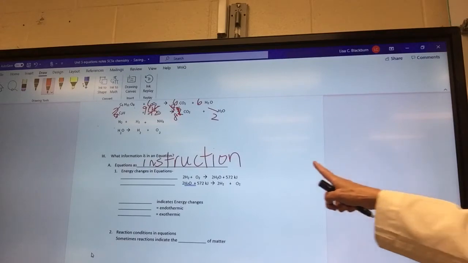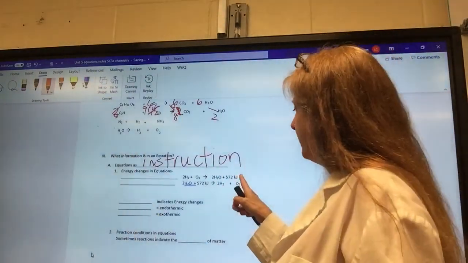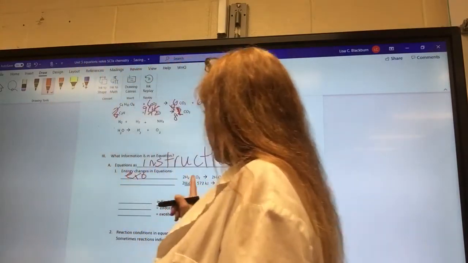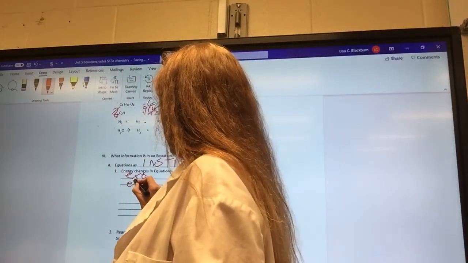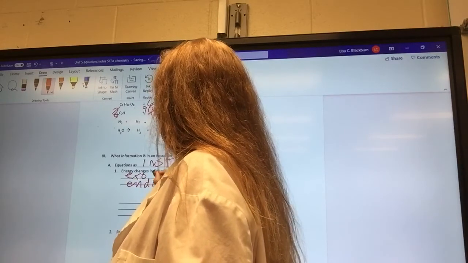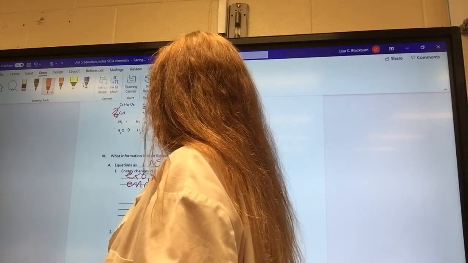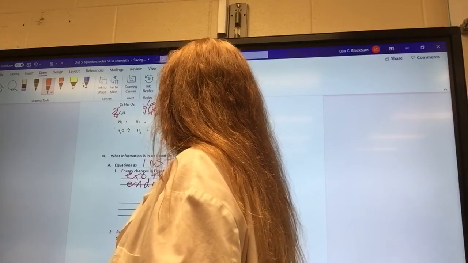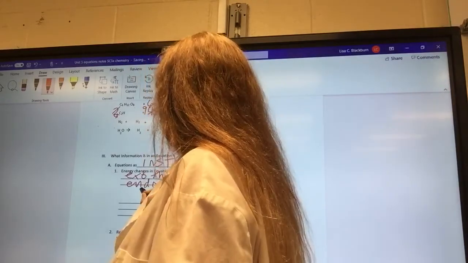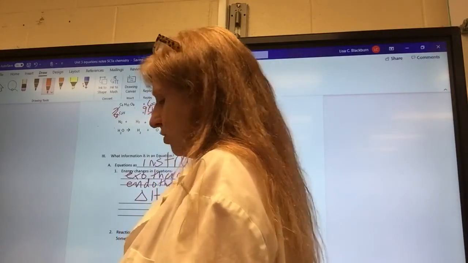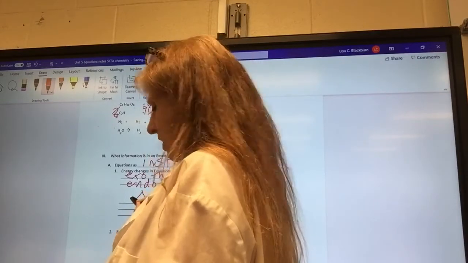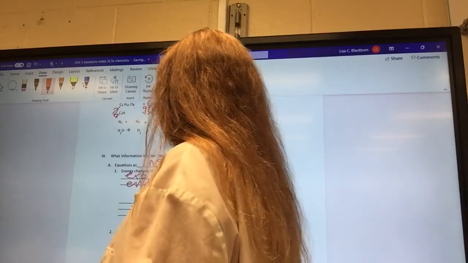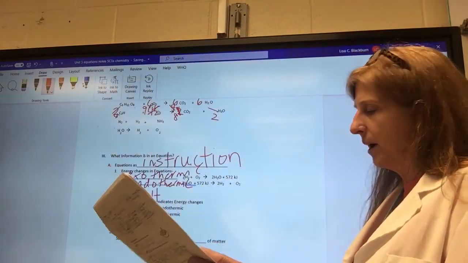Sometimes the energy will be written in the equation. If it's written in the products, it's exothermic. If it's written in the reactants, it's endothermic. Also, sometimes it's written at the bottom, and it's the change in heat is the energy. And if it's endo, it is negative, and if it's exo, it is positive. So sometimes they just write it at the bottom.